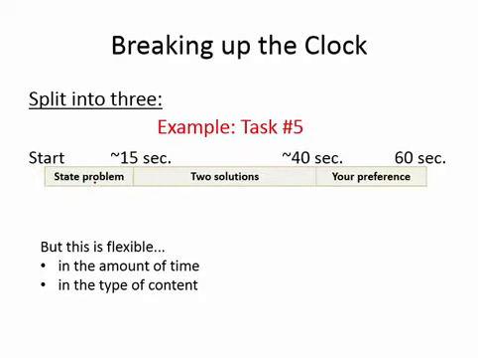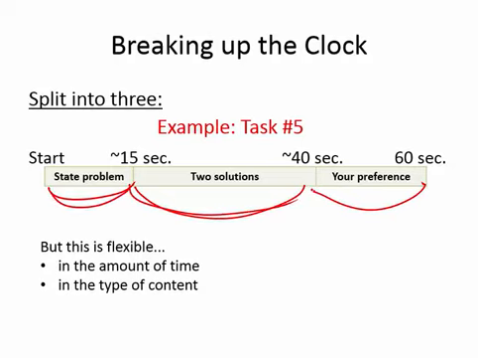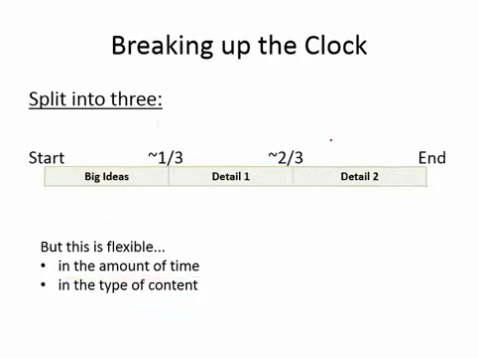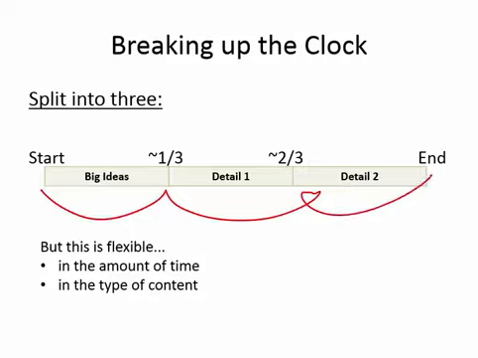Here's another example. Here's task 5. You can state the problem, talk about the 2 solutions, and your preference in those 3 sections. And you're going to want to spend extra time on these 2 solutions because there's a lot of content here. So this is not just a 20-second period, but I have a 25-second period. This is flexible. We will talk more about the timing of the specific answers of tasks 1, 2, 3, 4, 5 in other lessons. But here, just for now, keep in mind the 1, 2, 3 format.